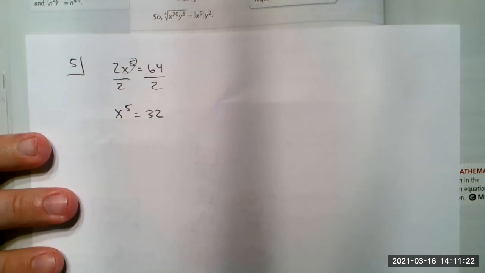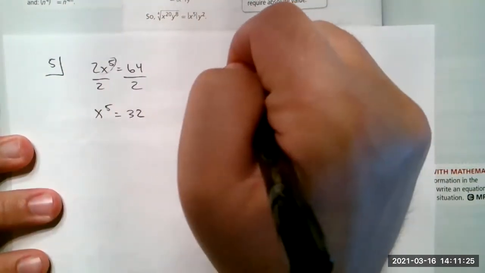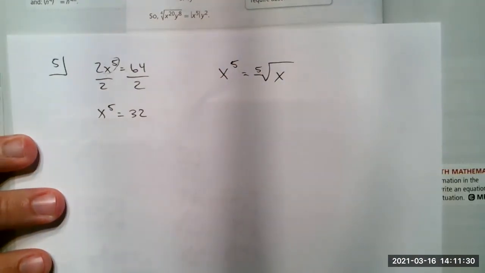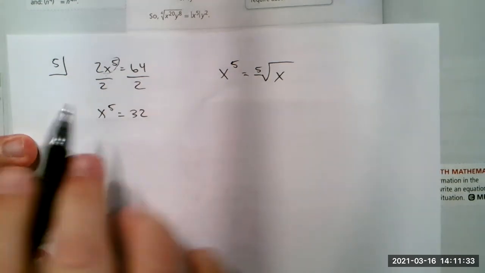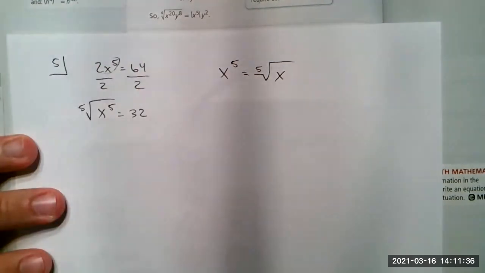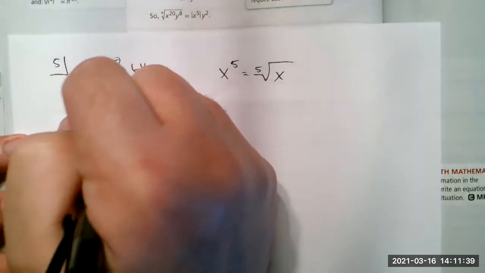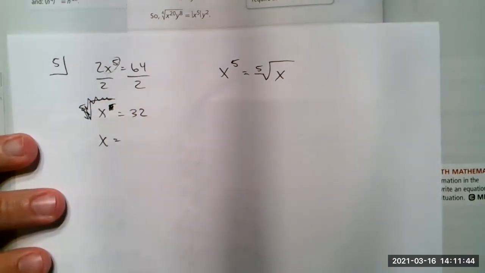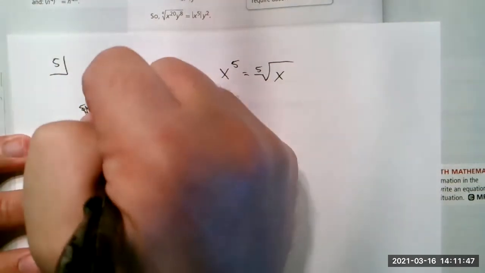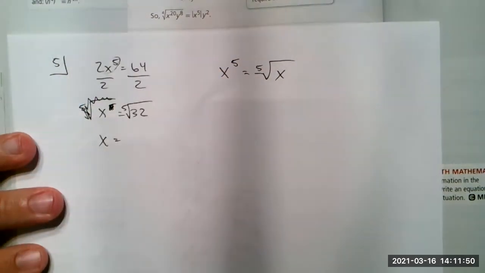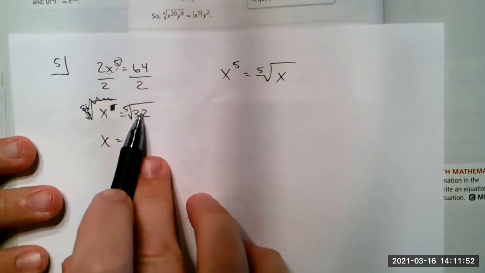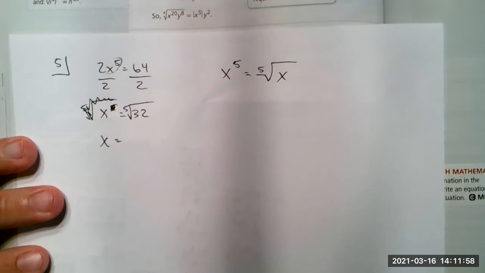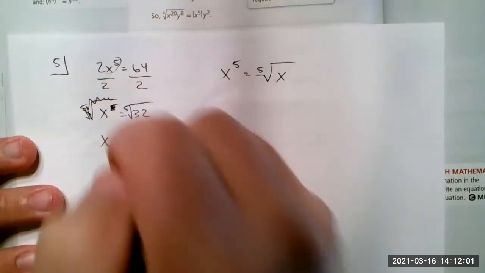And at this point, like I said earlier, x to the fifth and the fifth root of x are opposites of each other. They undo each other. So if I have x to the fifth, I can take the fifth root, and then those two things will undo each other, and I'm left with just x. But keep in mind, if I take the fifth root of the left side, I have to take the fifth root of the right side. So fifth root of 32, 32 to the 1/5 power, it doesn't matter how you think about it. Again, I would just type it in my calculator. I believe that was 2.